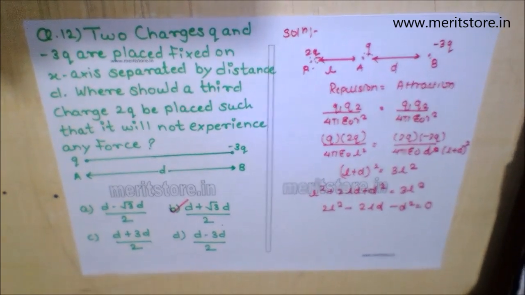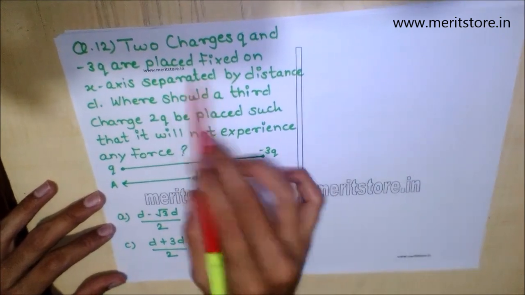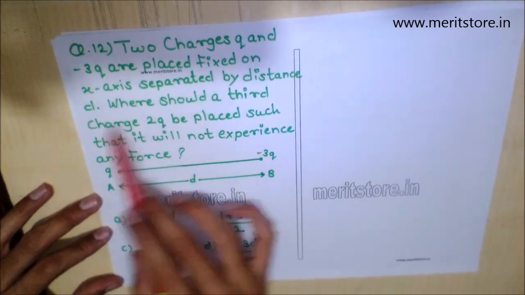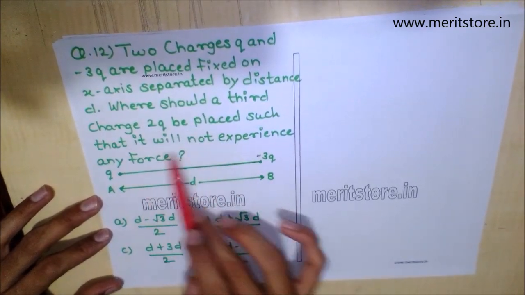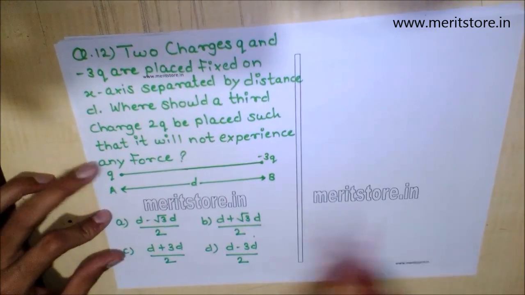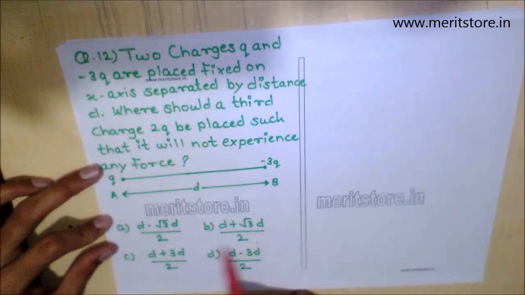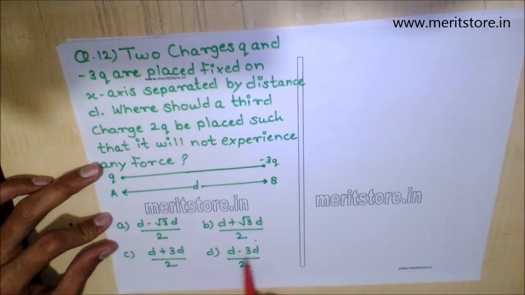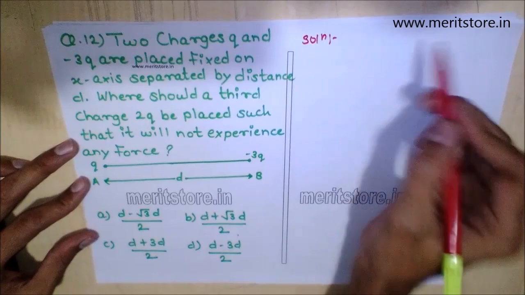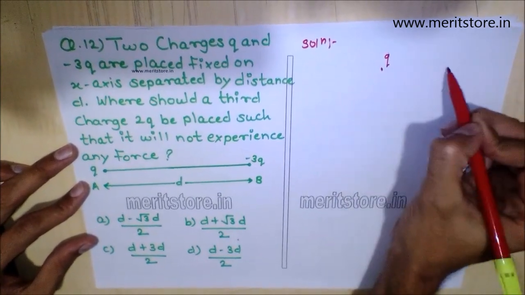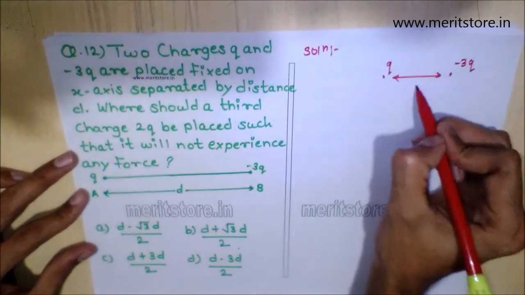Two charges Q and minus 3Q are placed fixed on an x-axis separated by a distance D. Where should a third charge 2Q be placed such that it will not experience any force? Options are D minus root 3D upon 2, D plus root 3D upon 2, D plus 3D upon 2, and D minus 3D upon 2. So basically we have two charges Q and minus 3Q, which are separated by a distance of D.